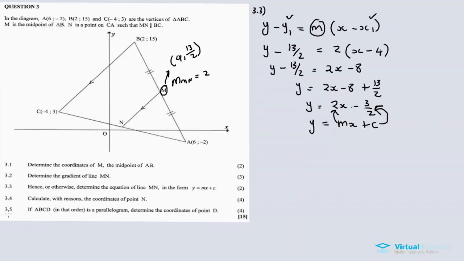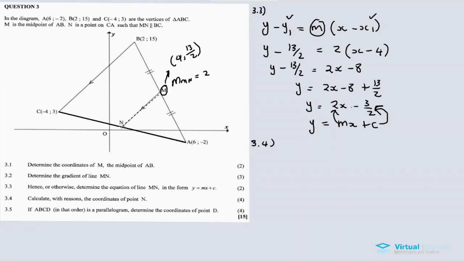Right, 3.4: calculate with reasons the coordinates of N. The coordinates of N. Okay, now in 3.4 we want the coordinates of N, with calculate with reasons. There's another way of calculating the coordinates of N without using the method I'm going to point out. You can find the equation of the straight line CA, right?